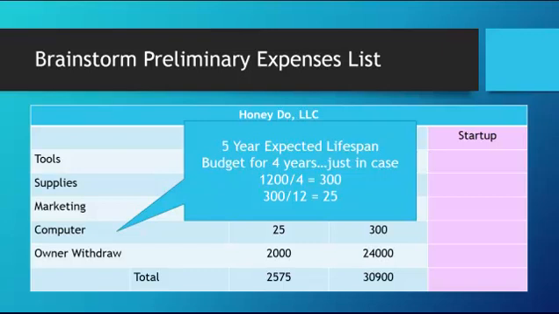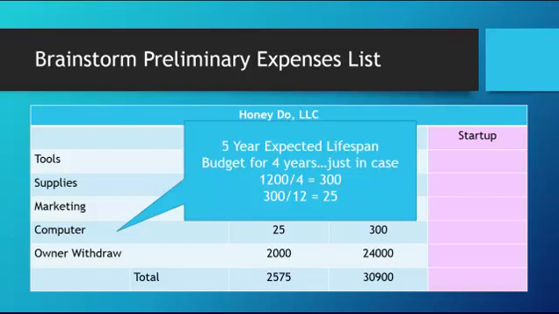So we assume that the computer will have a 5-year lifespan. We're going to budget for 4 years just in case. So $1,200, the cost of the computer system, divided by 4 for 4 years is $300 per year is what we need to save. Breaking that $300 into months, 12 months is $25 a month. So for year we list $300, month $25.